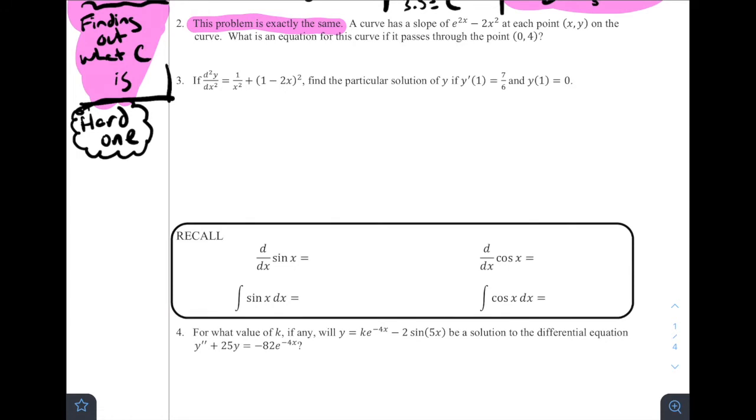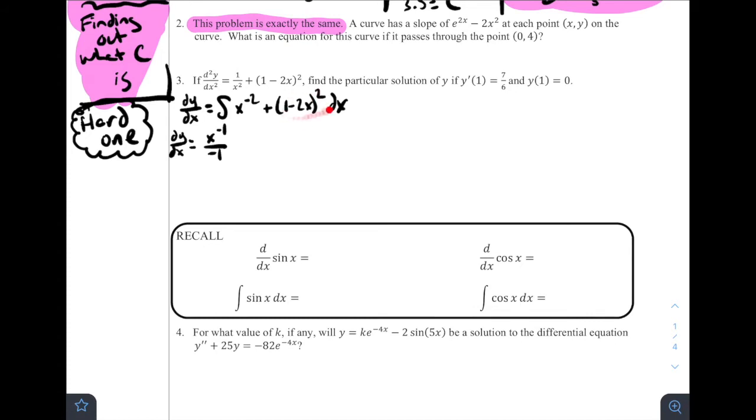So if we take the antiderivative of it, that's going to give us dy over dx, so the first derivative, is going to be equal to the integral, or that antiderivative, of 1 over x squared, which we could write as x to the negative 2, plus that (1 minus 2x) squared dx. Now, the first part of this, we could just use our regular power rule, right? From thinking back to chapter 6, we can add 1 to that exponent and divide by that new exponent. So dy over dx is going to be equal to x to the negative 1 over negative 1.